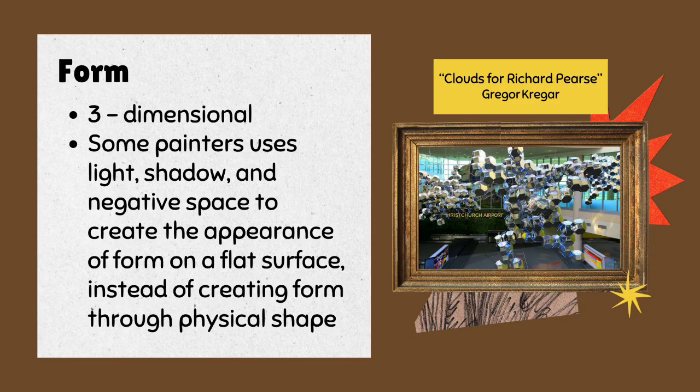Now, for the second element of art, we have form. Form refers to the 3-dimensional nature of an art. It has height, width, and depth. Form can be created by producing an actual object, like a sculpture. While some artists use different techniques like highlighting and shading to create the appearance of form on a flat surface, instead of creating it through a physical shape.